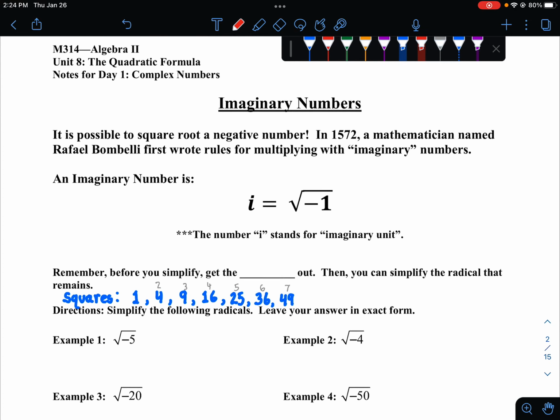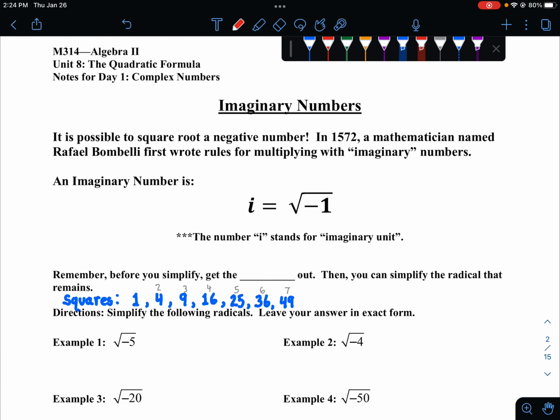All right, these are the notes for Unit 8, Day 1. I'm going to try to keep this video under 10 minutes. Feel free to pause if I'm moving too fast. We're going to start talking about imaginary numbers.